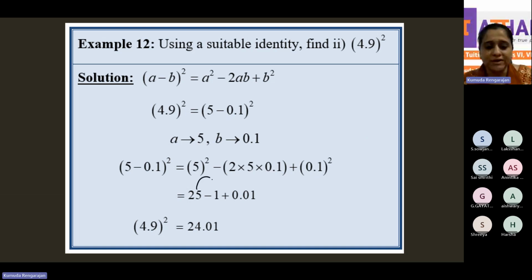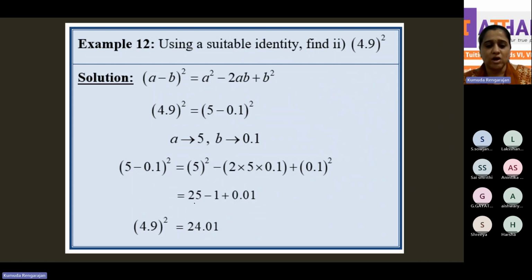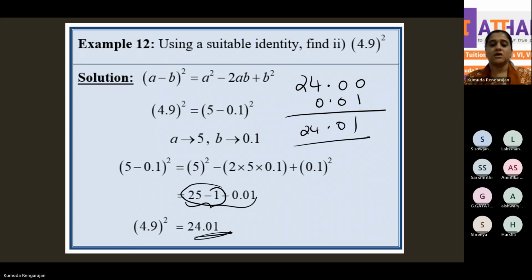Then 25 minus 1 is 24, plus 0.01. So 24.00 plus 0.01. Like this, you need to place the digits. 25 minus 1 is 24, which is 24.00, and then 0.01. So 24.01. When you actually multiply 4.9 with itself, this is what you will get, 24.01.